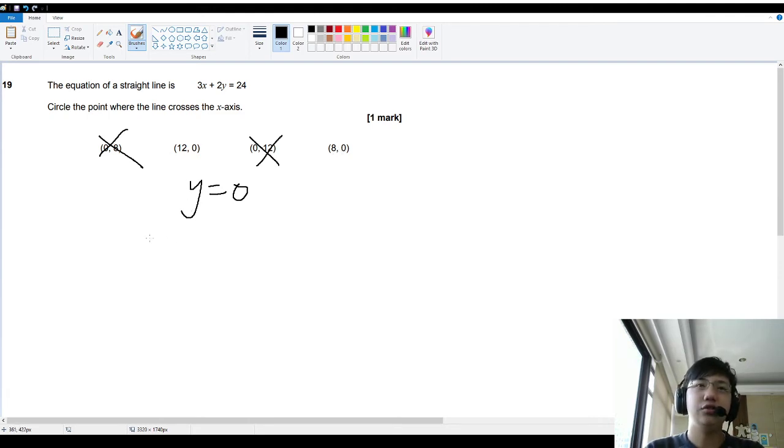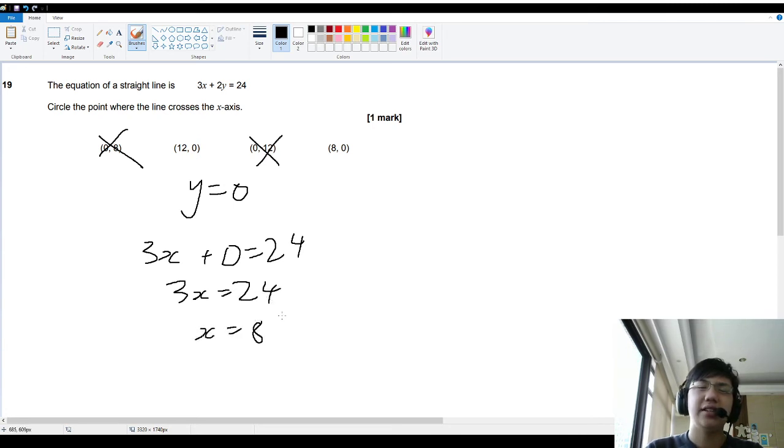So since y equals 0, we can substitute that into our equation. So 3x plus 0 equals 24. Since anything multiplied by 0 will make 0, 3x equals 24. Therefore, x equals 8, since 8 is 24 over 3. Since the x value is 8 and the y value is 0, the point is 8, 0, which is this last option over here.